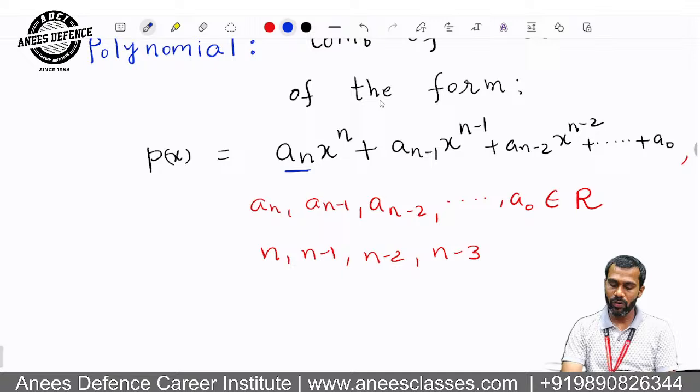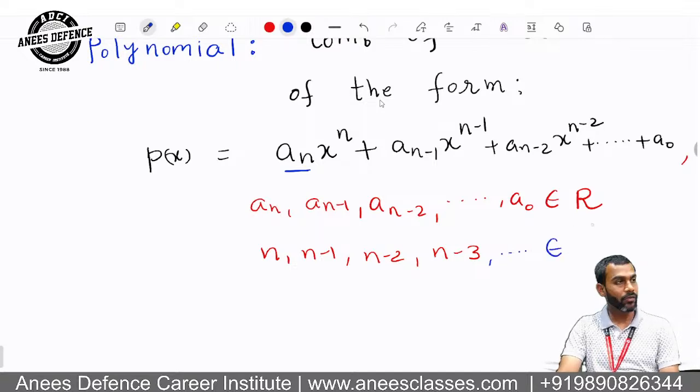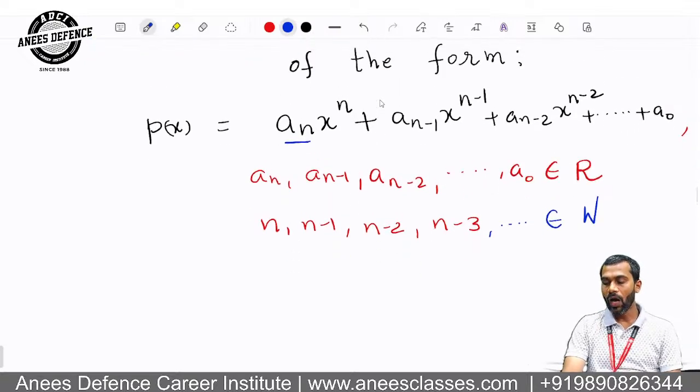Yes or no? Okay. Now, the numbers n, n minus 1, n minus 2 which are there in the power of x or power of the variable should belong to, tell me anyone, whole number or natural number? It should be whole number. So fractions are not allowed, negative numbers are not allowed, irrationals are not allowed. Only whole numbers are allowed. So the power should be whole number. I hope it is clear.